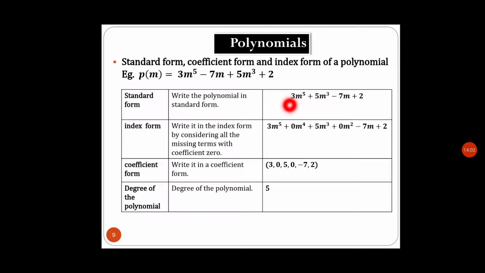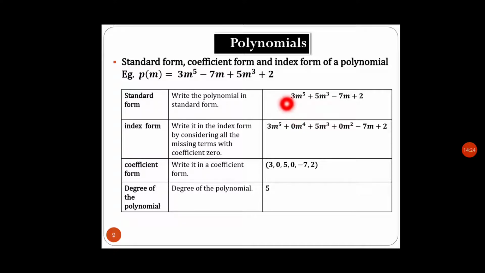Here, which is the highest? 3m cube. Here, 3m raised to 5, we write down first: 3m raised to 5. After that, which is highest? 5m cube minus 7m plus 2. Okay. After that, what is meant by the index form? In the index form, write by considering all the missing terms with coefficient 0.